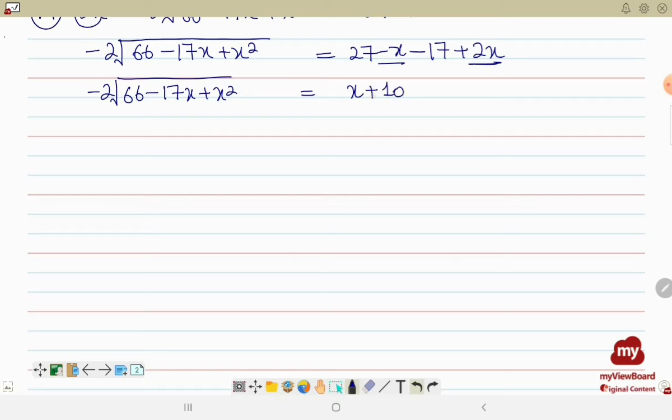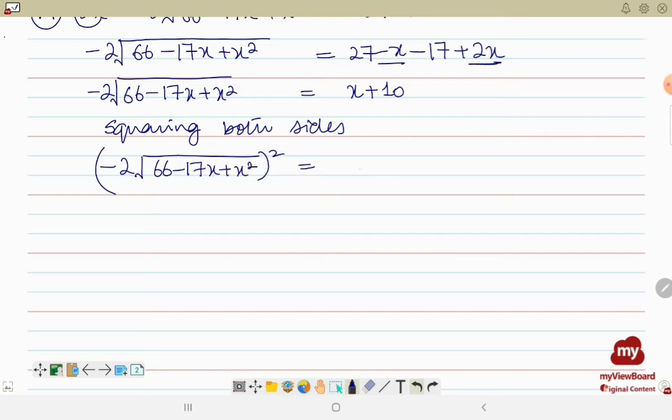So we have converted type 2 to type 1. Here we are having just one radical sign on one side of the equation, so we are going to remove it. Again we will write squaring both sides. So we'll take square on both sides of the equation. Now square on the minus sign will become plus. Square on 2 will become 4. Square on the radical sign will get cancelled, and you are left with just this term.